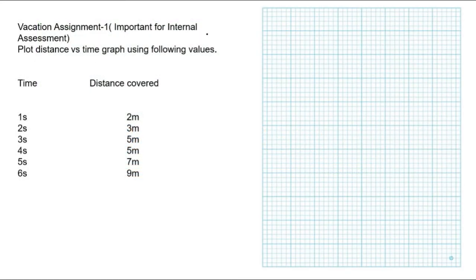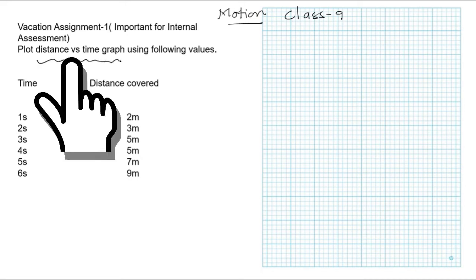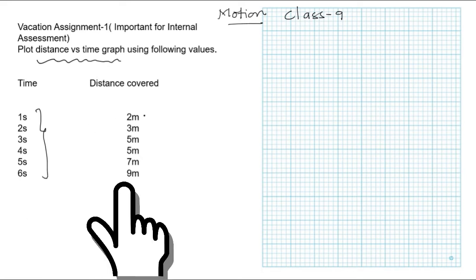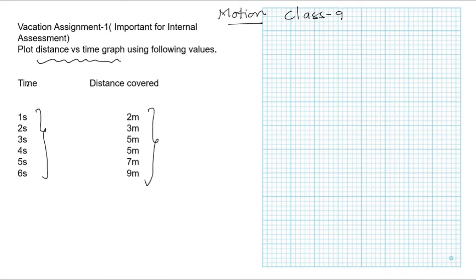We were in the chapter Motion of class 9th and we are here to discuss the answers of two of the vacation assignments, vacation homework. In front of you is vacation assignment 1. What was asked in this question was to draw a graph, distance versus time, for different values of time intervals and the corresponding distance covered by the object. Please remember we are drawing a distance versus time graph with these values.